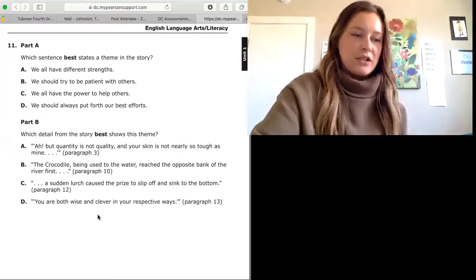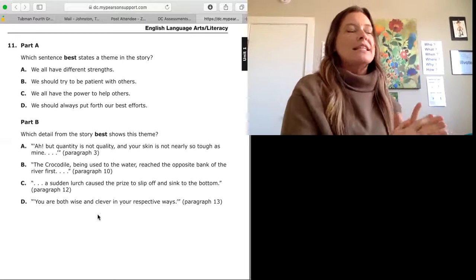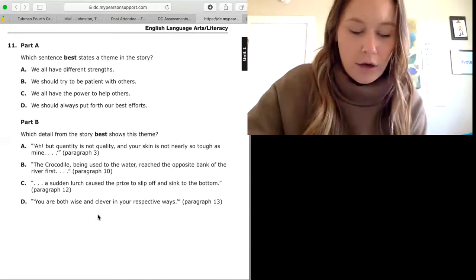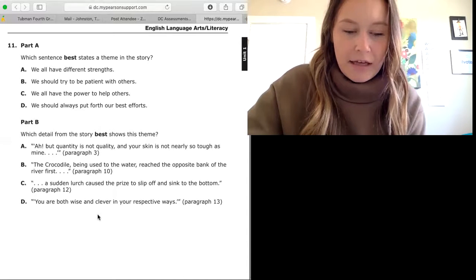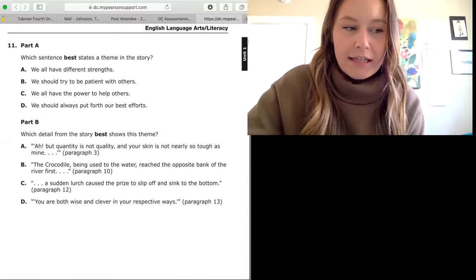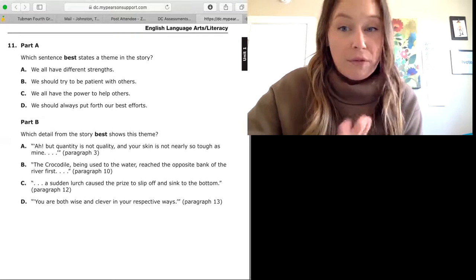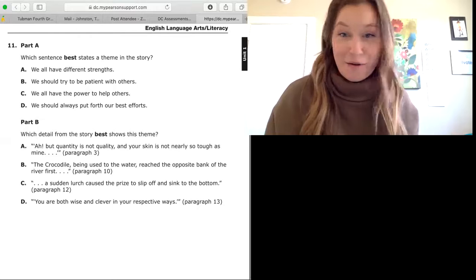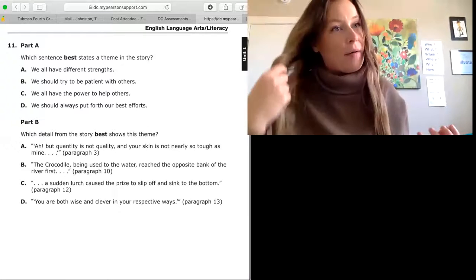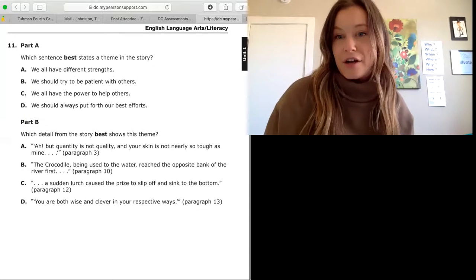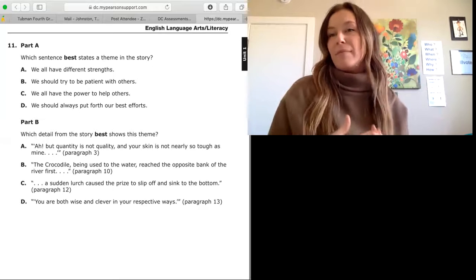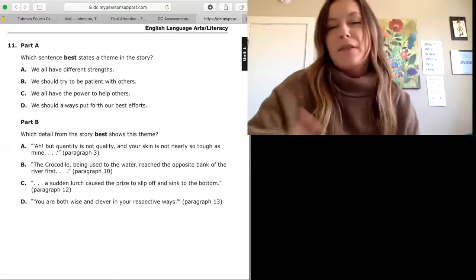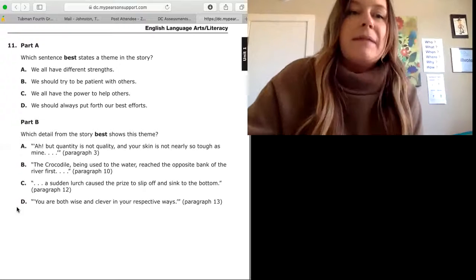So based on this story, what lesson did the elephant and the crocodile learn? So, they were both competing against each other to find which is the better. But at the end, they learned that they were both great in their own way. Neither one was better. So you could say at the end, they both learned that they were both good animals. So let's see if one of the options kind of matches that theme.